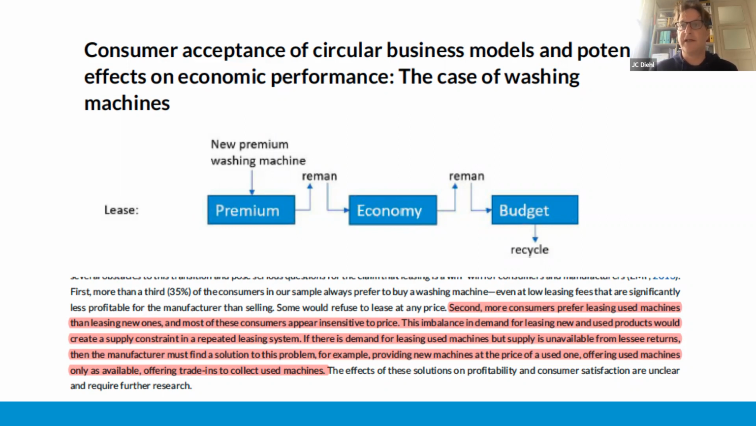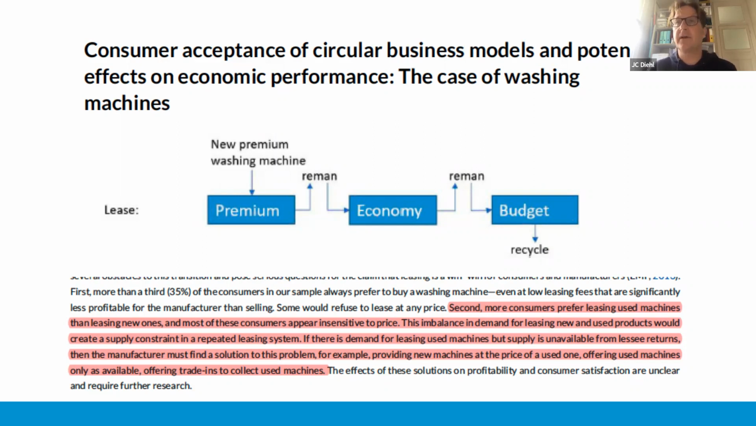For example, providing new machines at the price of used ones, offering used machines only as available, offering trade-ins to collect used machines. So here you see the complexity. In principle, it looks really great, but we need the same amount of consumers for the premium market, the economy market, and the budget market.